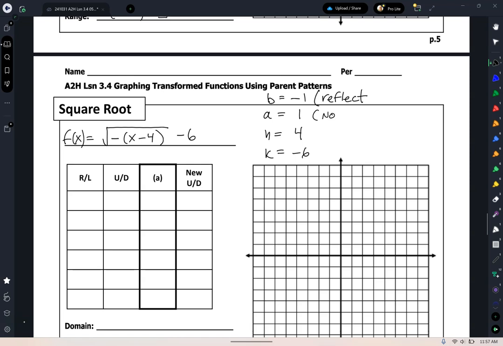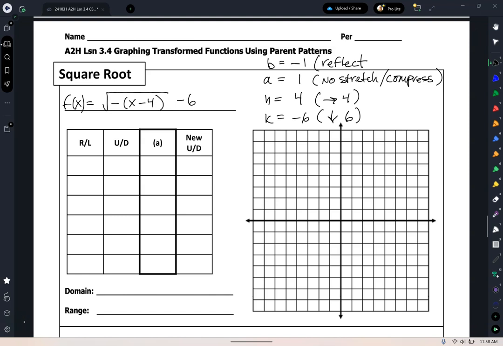So this is going to be no stretch or compress. We're still going to have a shift to the right of 4 for our h, and we're going to have a shift down of 6. So let's move our vertex where it's supposed to be. Our endpoint is going to go right 4 and down 6, right? We're going to go right 1, 2, 3, 4, and down 1, 2, 3, 4, 5, 6, down here. That's going to be our endpoint. And now we know something. We know that our graph is not going to go this way anymore. Now it's going to go this way because our b is negative.